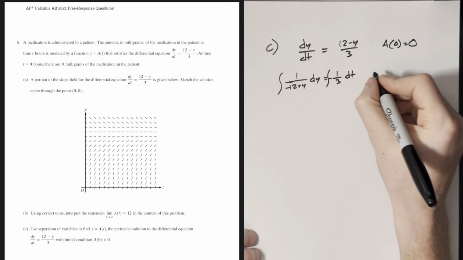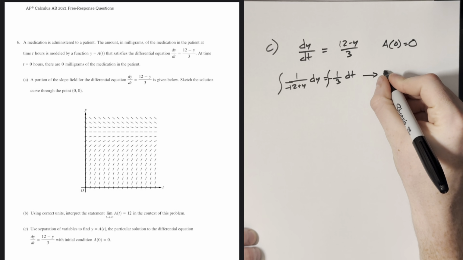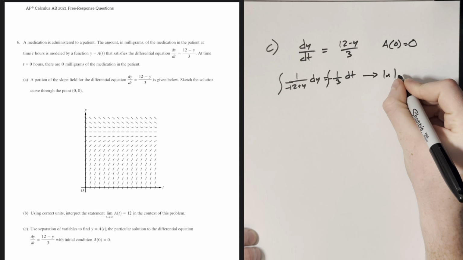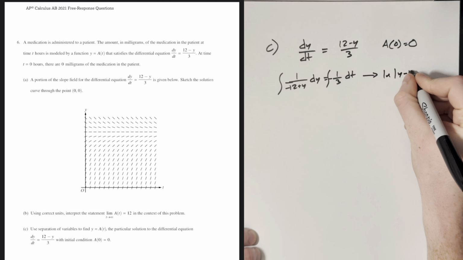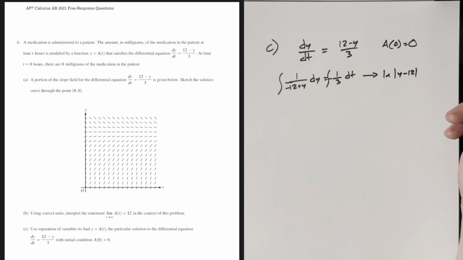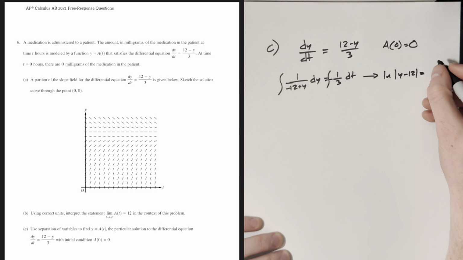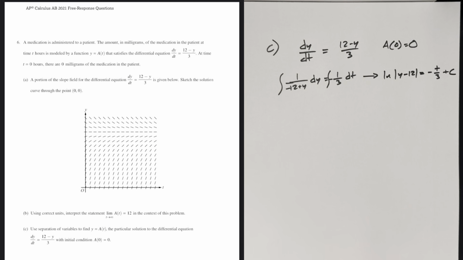So the integral of this left side of the equation, like I was saying before, gives me the ln of y minus 12, right? And on the right side, I get the integral of negative 1/3, which is just negative t over 3. And I will include this constant plus c. I explained this in detail in the previous video if you want to check back.